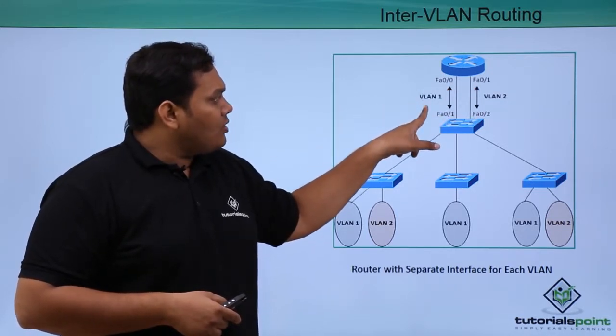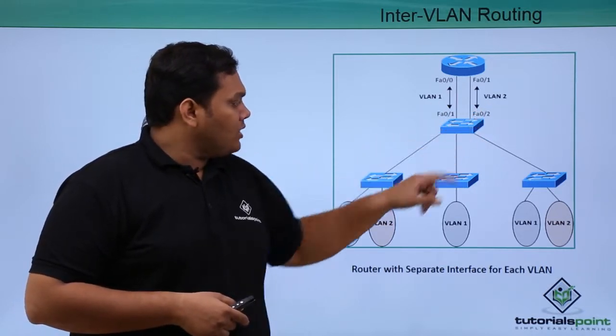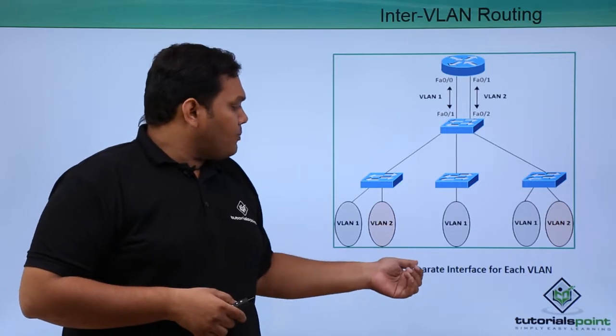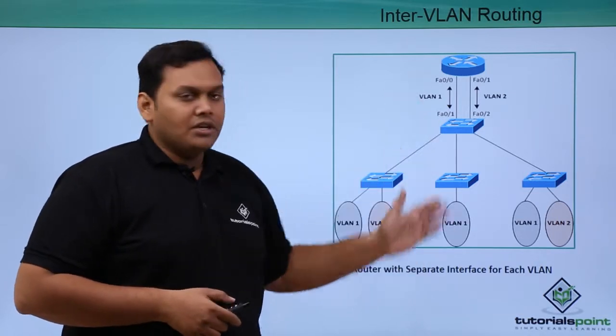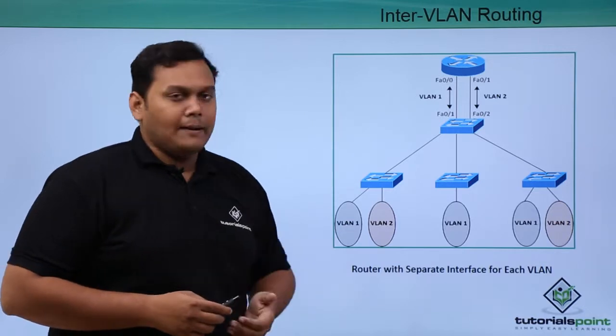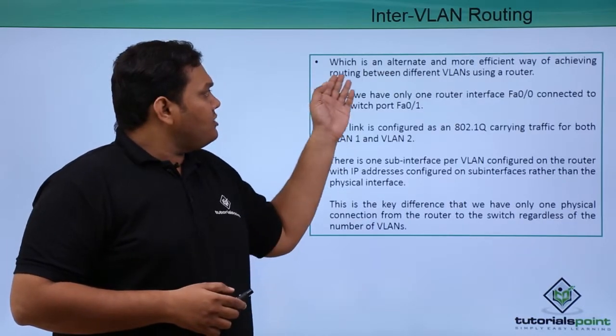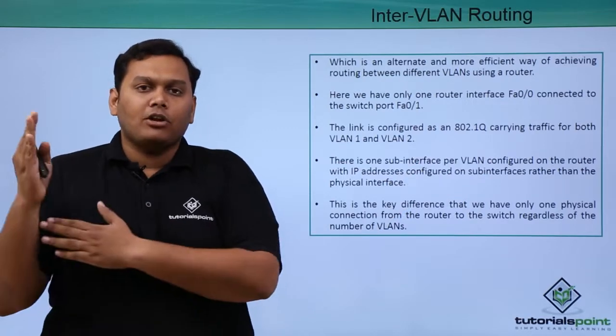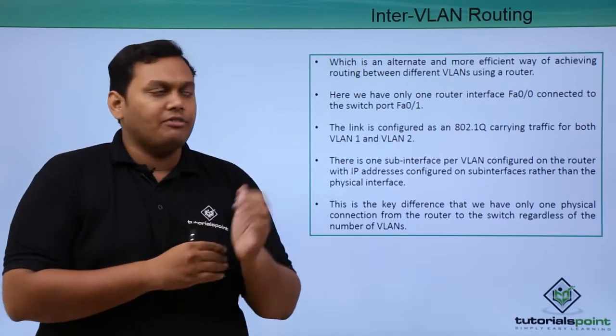FA0/0 is connected to FA0/1, and FA0/1 is connected to FA0/2. This is the VLAN 1 network and this is the VLAN 2 network, and these are all the VLANs configured on it. So, this is the diagram of a router with a separate interface for each VLAN. Now, there is an alternate and more efficient way of achieving communication from a host on one VLAN to a host on another VLAN.